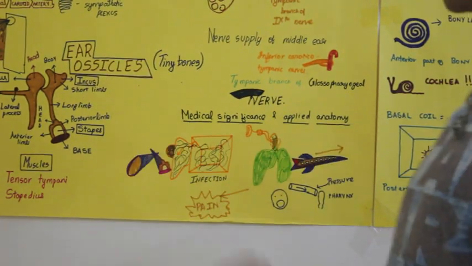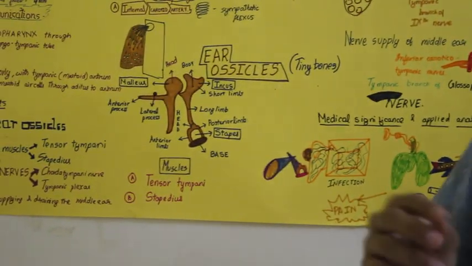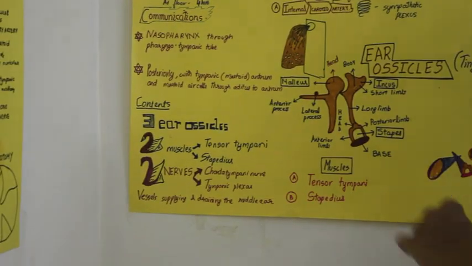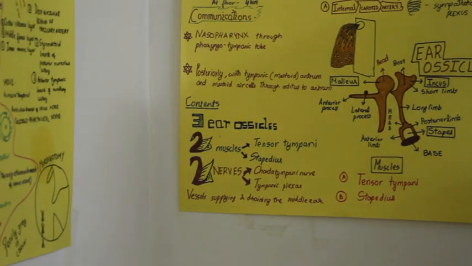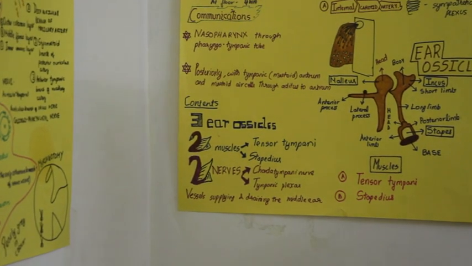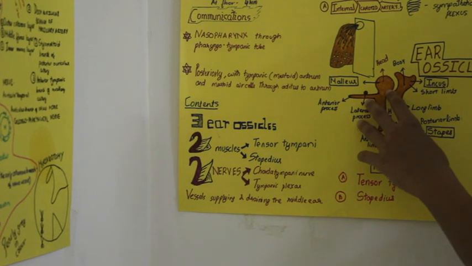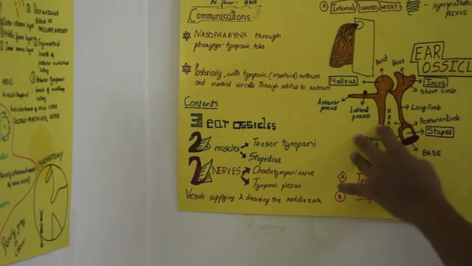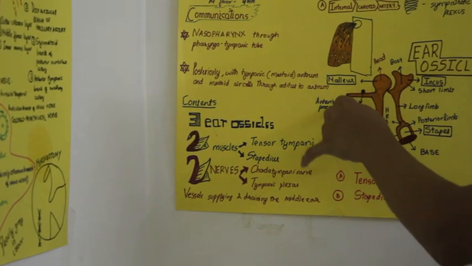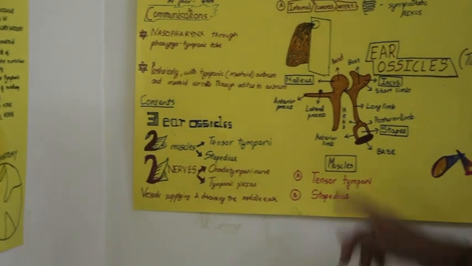Let's come back to the ear ossicles and the muscles of the ear. There are 3 ear ossicles: malleus, incus and stapes. The malleus has a head, a handle, a lateral process, an anterior process, and an anterior limb.